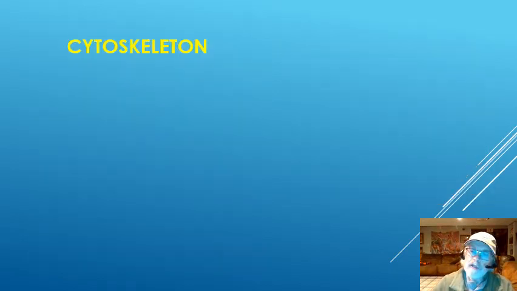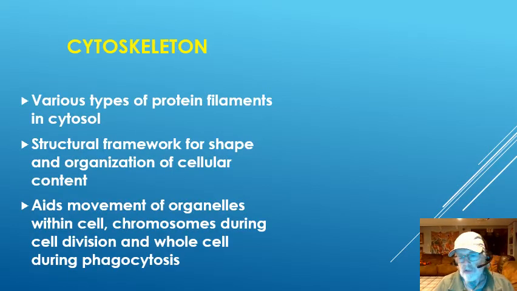Okay, let's talk a little about the cytoskeleton. What happens is the cells have structure, okay? Cells are able to change shape a little bit, but you need things held in a certain place, and you need a certain structure. And the structure that we find in cells is what we call a cytoskeleton. That cytoskeleton is basically what provides a structural framework for the shape and the organization of cellular content. It gives the cell a particular shape.